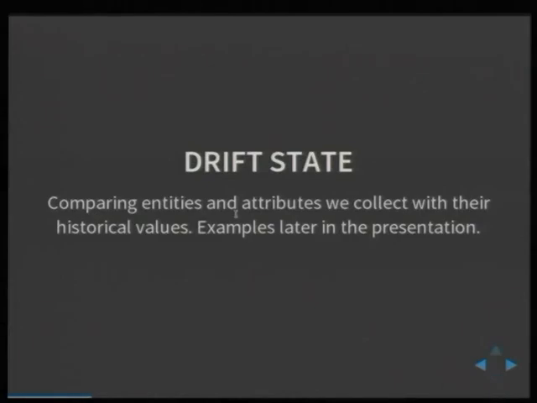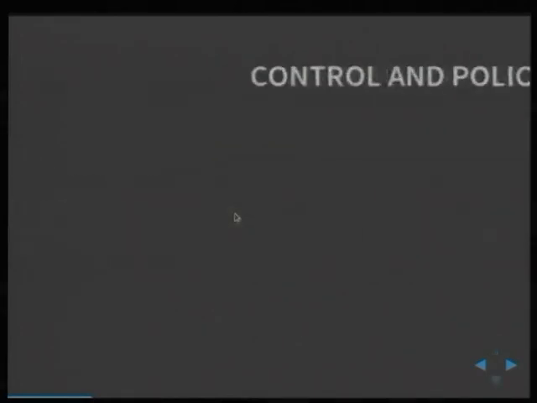So then drift state. What is that? Once you have collected all the information about your provider, about your OpenStack, about your VM, you can compare the historical samples of the data, right? So I had a list of packages with these versions, and when I collect it again, I can compare what changed, for example.